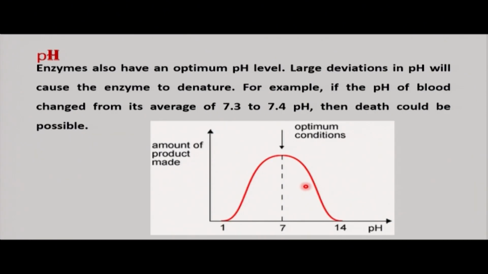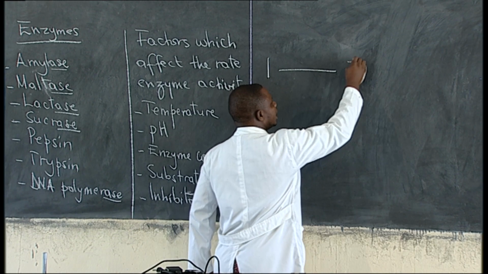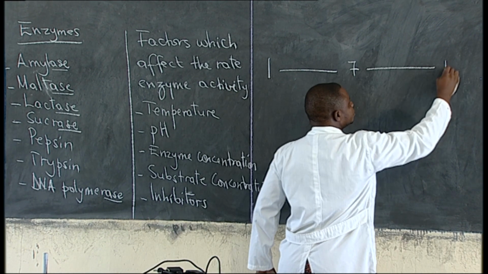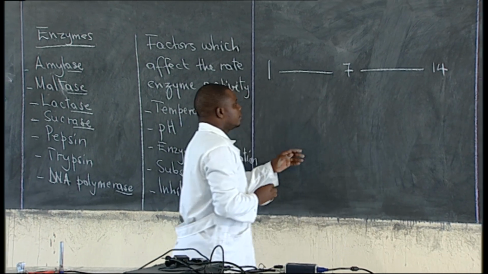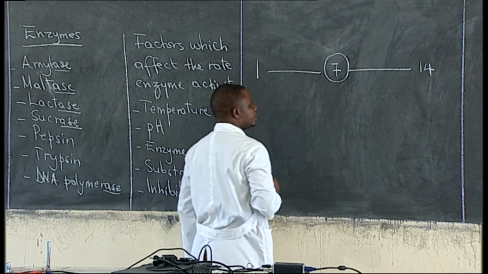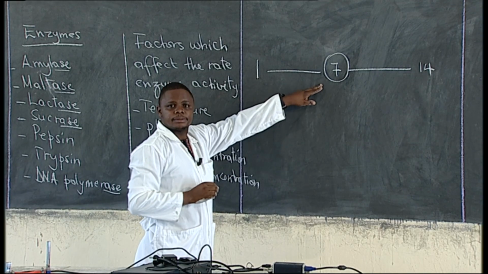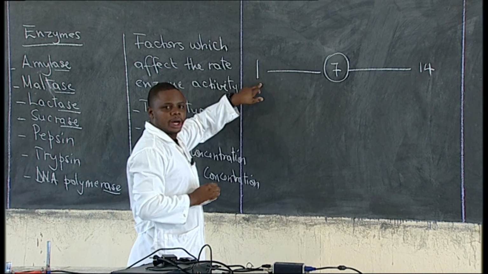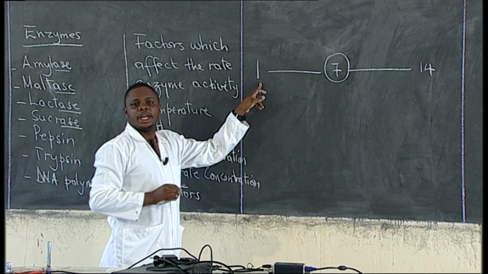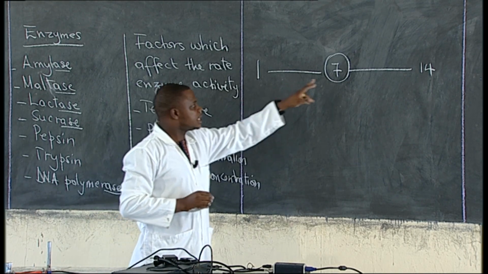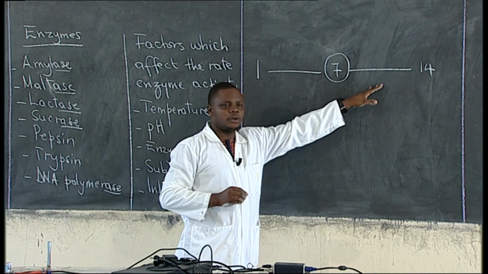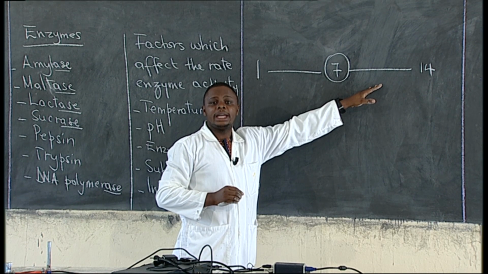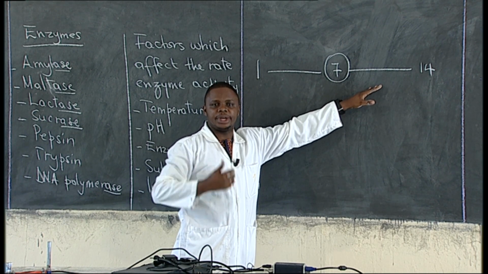Then we have pH, which is the potential of hydrogen. Remember, pH is measured from 1, then we have 7, up to 14. 7 is the neutral point. And from 7 going to 1, acidity increases. Then from 7 going up to 14, alkalinity or basicity will increase.